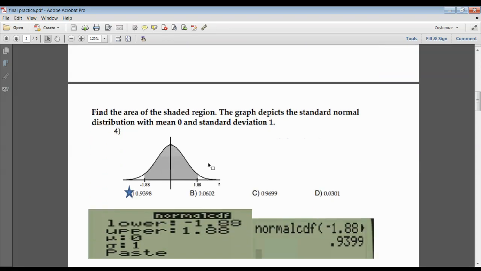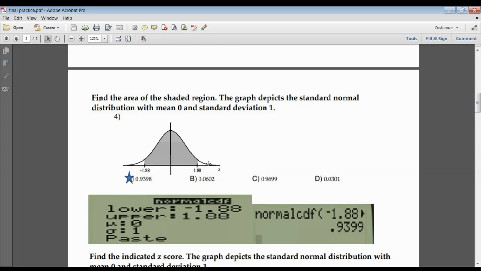Here I'm asking to find the area of the shaded region. Now area and probability are one and the same. Your lower limit here is negative 1.88. Make sure when you're putting in this negative sign, you're using the white key below the number 3. You're not using the gray key on that right-hand column. If you use that, it'll give you an error message. So there's your lower limit, negative 1.88. Your upper limit is all the way out to positive 1.88.